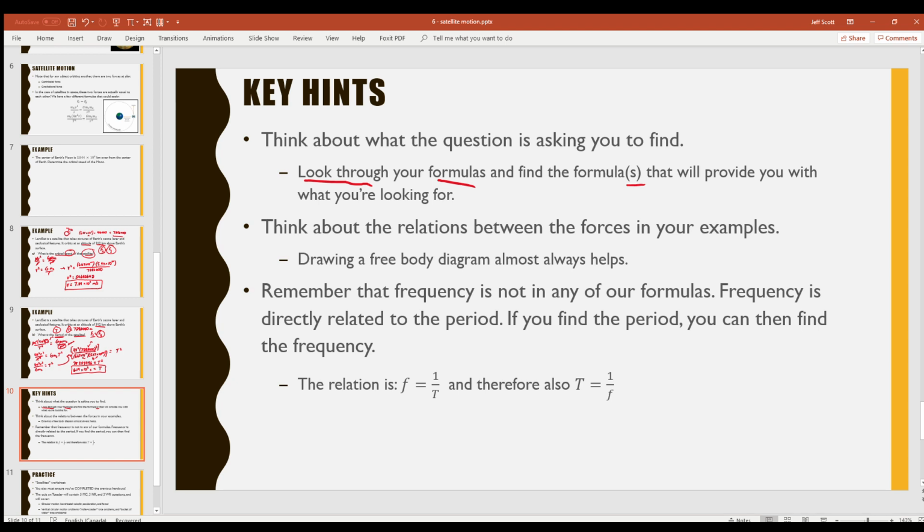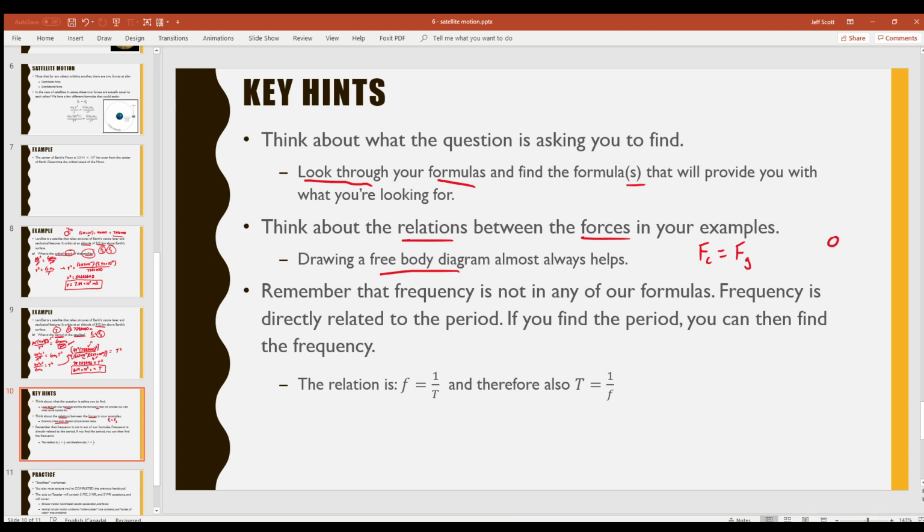You also need to recognize, of course, the relations between the forces in your examples. With these satellite motion questions that we've just done, the relation, of course, is always Fc equals Fg. And a free body diagram almost always helps.